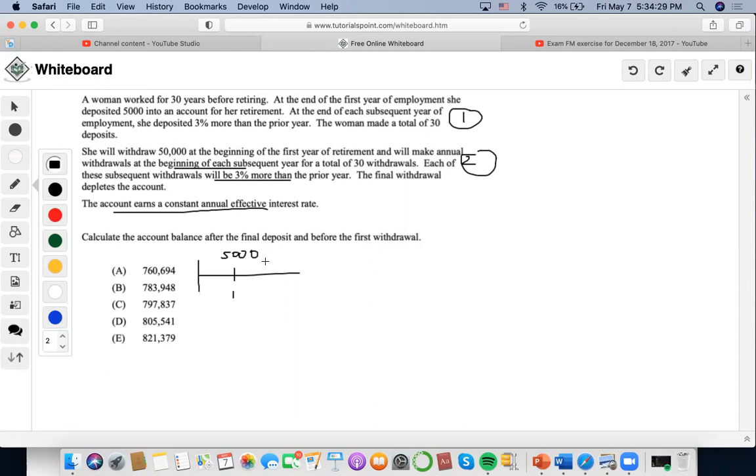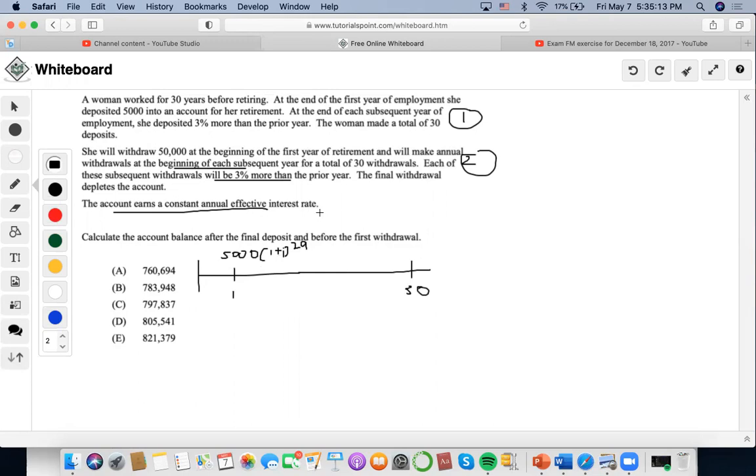So if we look at this 5,000, we notice that this is going on towards the end of 30 years of her working, right? So this first 5,000 would accumulate by 1 plus i to the 29 up until time 30. Why? Because this 5,000 is occurring at the end of the first year. So if we were to move it up 1 year, 2 years, 3 years, 4 years, we will see that there will only be 29 effective interest periods for 5,000 to accumulate to time 30. If it were to occur at time 0, then it would be 1 plus i to the 30, but it's occurring here, so it's 1 plus i to the 29.